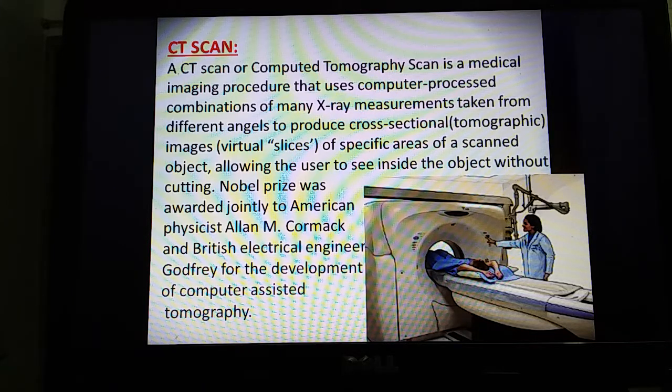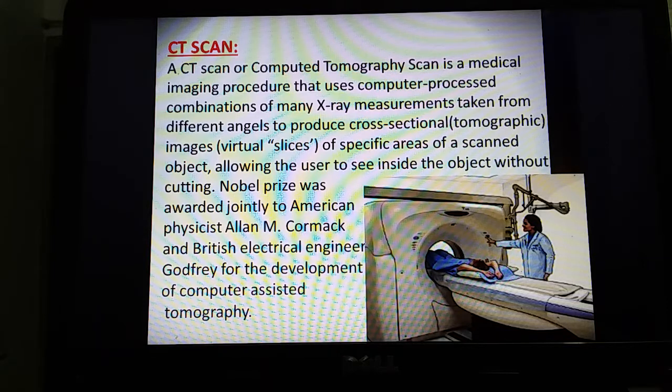From this definition, we have come to know a new word, tomography. Tomography means that whenever we are trying to know the details of an object, we make some cross-sectional areas of that object. These cross-sectional images are called tomographic images.